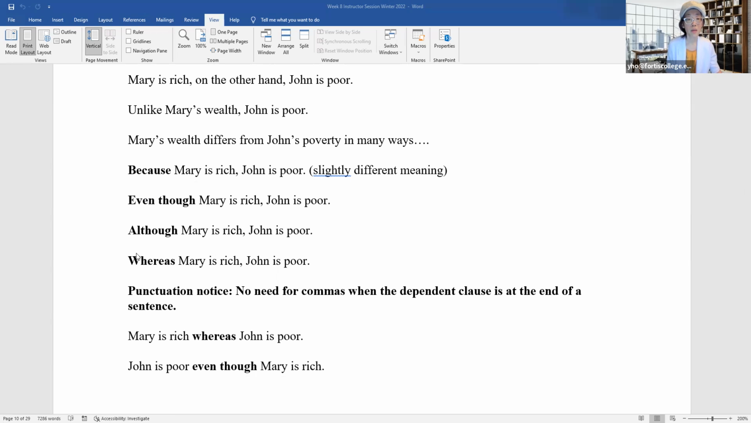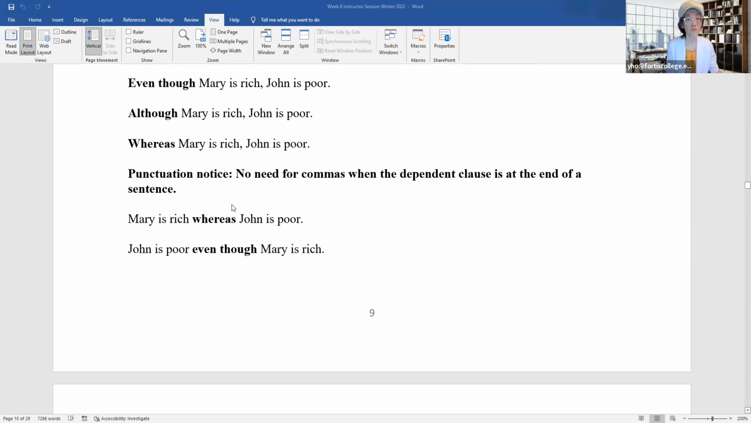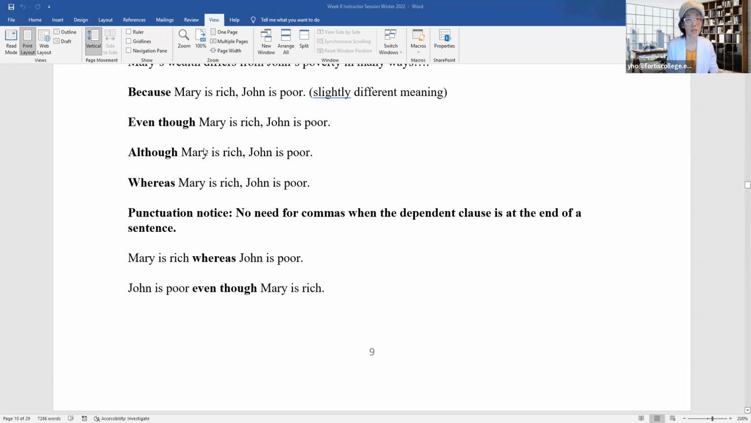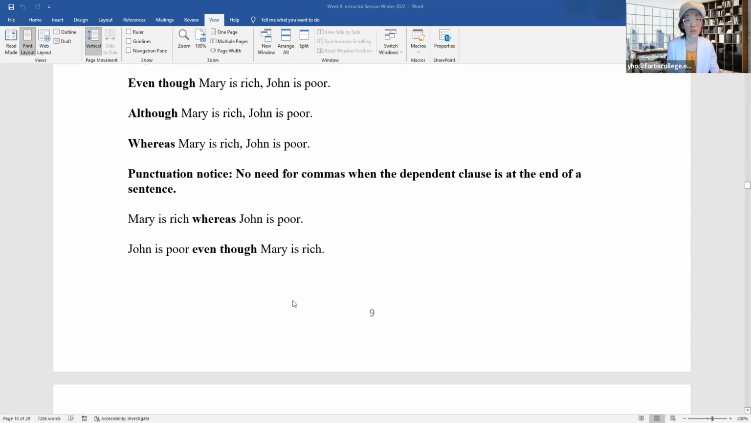And so when the dependent clause is at the beginning of the sentence, you need a comma. So don't forget to put your comma after the dependent clause at the beginning. But if the dependent clause is at the end of the sentence, you don't need a comma. So, even though Mary is rich, comma, John is poor. And then here, Mary is rich, no comma, whereas John is poor. John is poor even though Mary is rich.